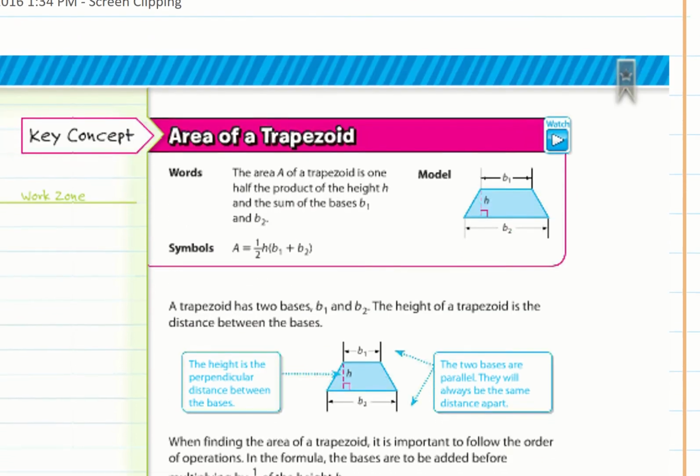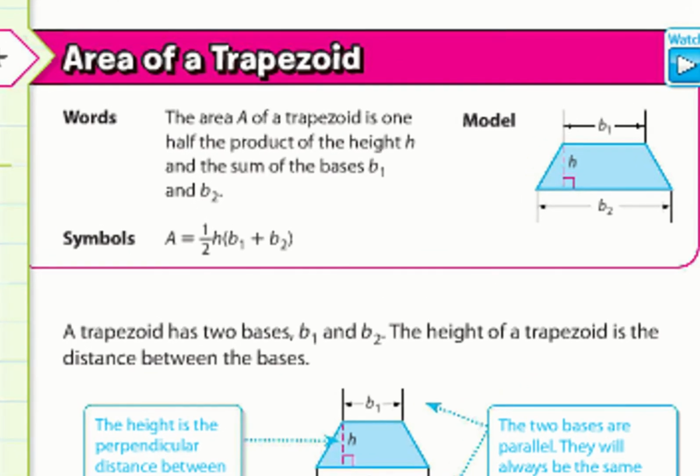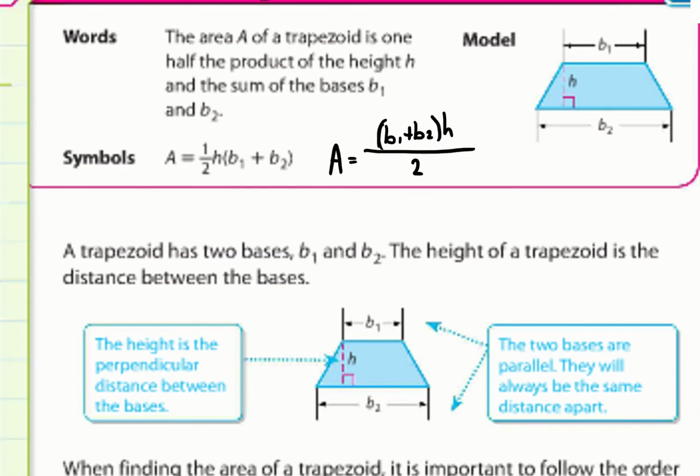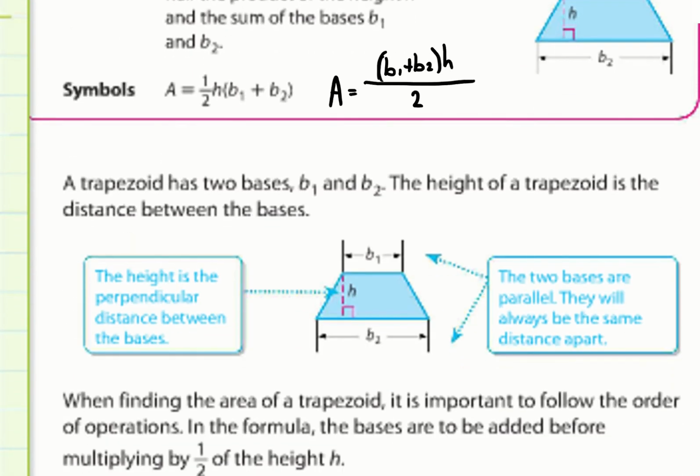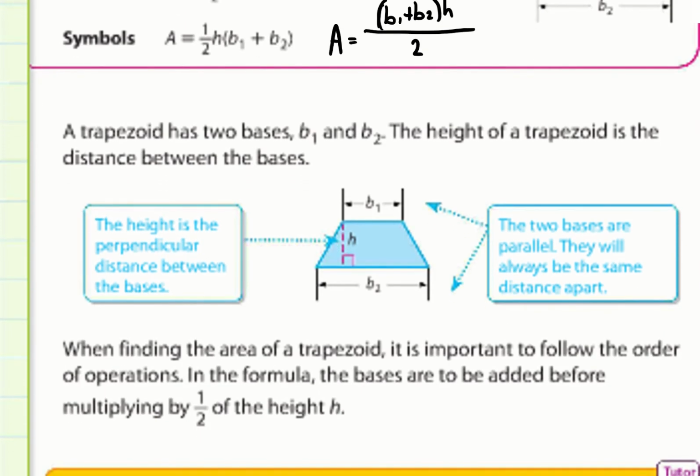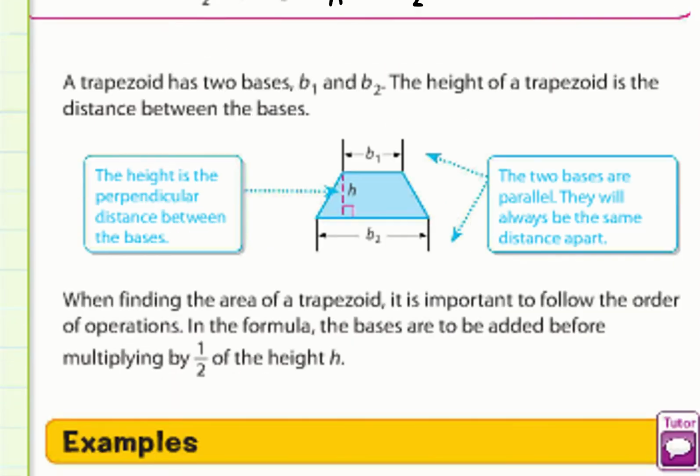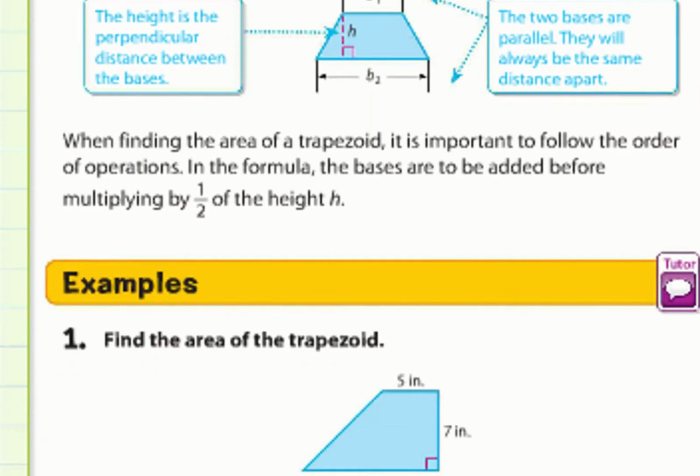So the area of a trapezoid, our formula is going to be area equals 1/2 h times base 1 and base 2. Another way to write this, I like writing it with base 1 plus base 2 times the height, all divided by 2. And this is the formula I'm going to be using on the right side with the notes. So remember, the height is perpendicular to the base. So we have this little 90-degree angle, the height is perpendicular. The two bases will always be parallel.